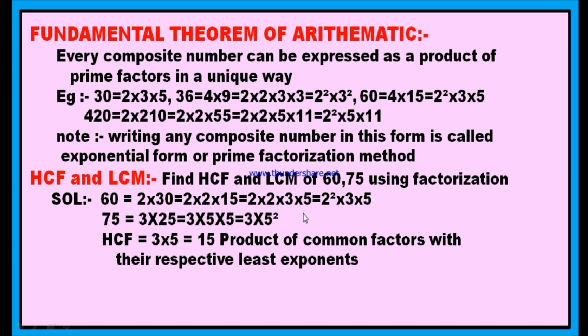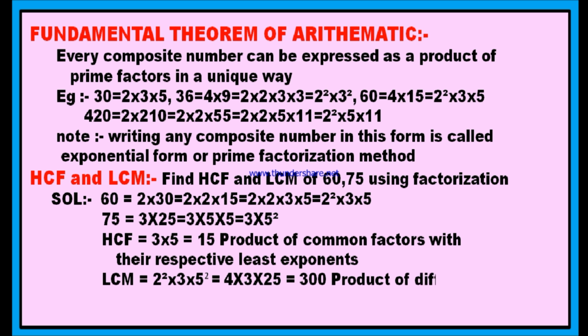Here 5 is a factor of 60 and 5 square is a factor of 75. Therefore which is common? 5 and 5 square, the common is 5. Out of these common factors, here the exponent is 1, and here the exponent of 5 is 2. Therefore what is the least exponent? 1. Therefore you have to consider 5 only. HCF is 3 into 5. These are common factors in both 60 and 75. What is the product of 3 into 5? 3 into 5 is 15. Therefore HCF of 60 and 75 is equal to 15. HCF is nothing but the product of common factors with their respective least exponents.